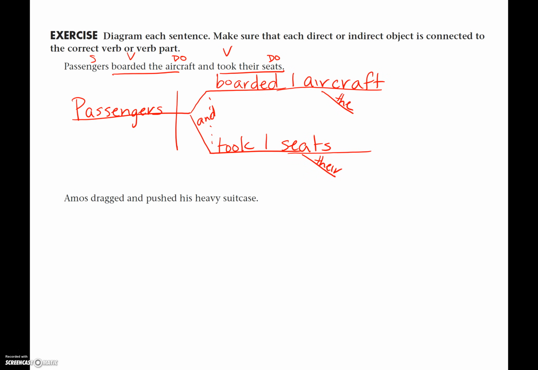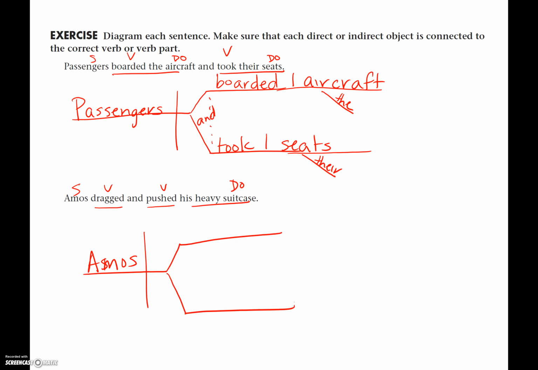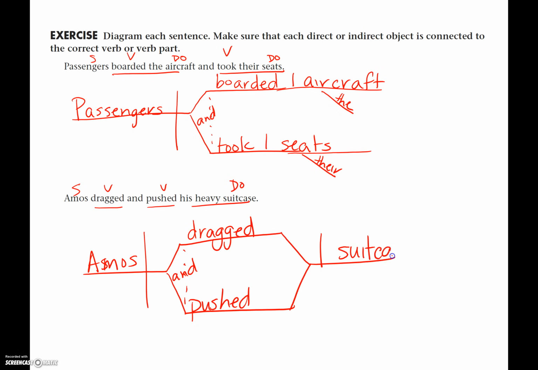In the second one, Amos dragged and pushed his heavy suitcase. We have a subject and two verbs, but this time only one direct object. It's being both dragged and pushed. So to diagram this one, we're going to need to go back together after this pronged split. We have dragged and pushed, back together for the suitcase. And again, we're going to have our half line, then suitcase, with our adjectives underneath, heavy and his.